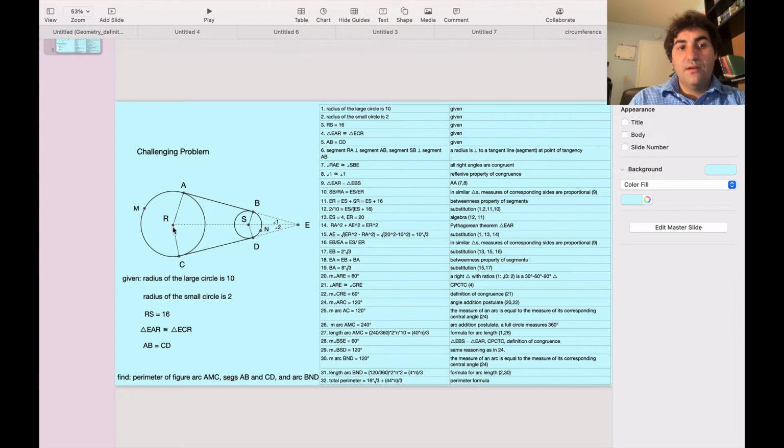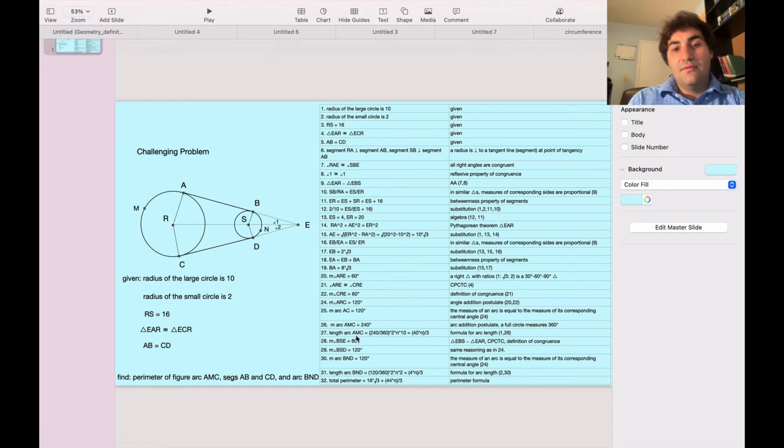We know that angle ARC is a central angle. Why? Because its vertex is at the center, right? And its sides are radii. So what that means is that this arc here, the minor arc AC, is going to measure 120 degrees. So the measure of this arc, AMC, is going to be 360 minus 120, which is equal to 240. So 240 degrees for the arc AMC.